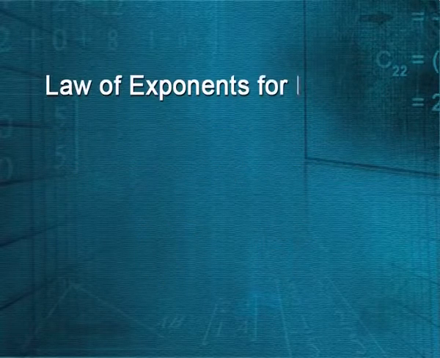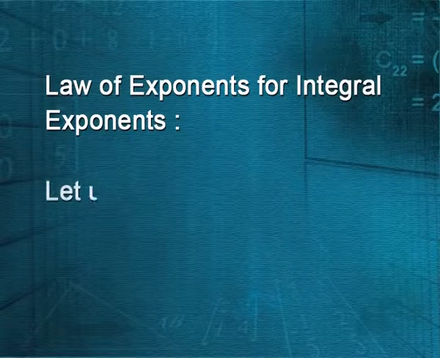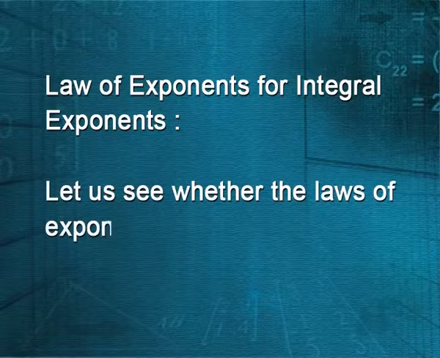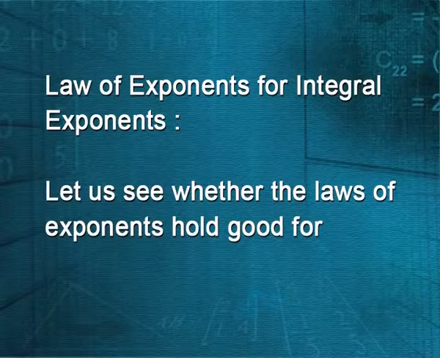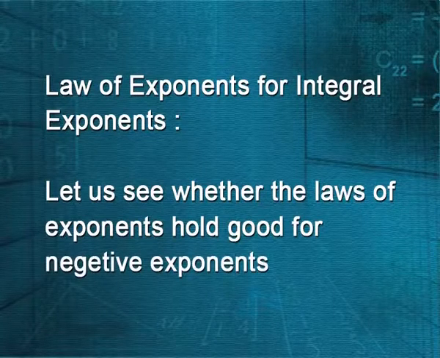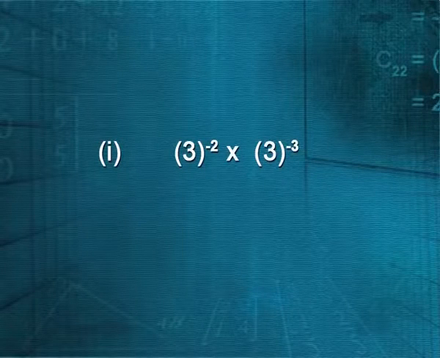Laws of exponents for integral exponents. Let us see whether these laws of exponents hold good for m and n to be negative exponents. First of all, we take one example where we take m and n as negative integers. For example, 3 raised to power minus 2 multiplied by 3 raised to power minus 3. Here what is a, or what is the base of the exponent? It is 3. And what are the powers? Powers are minus 2 and minus 3, or you can say m is minus 2 and n is minus 3.